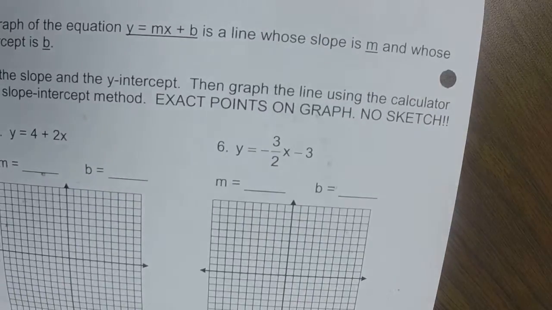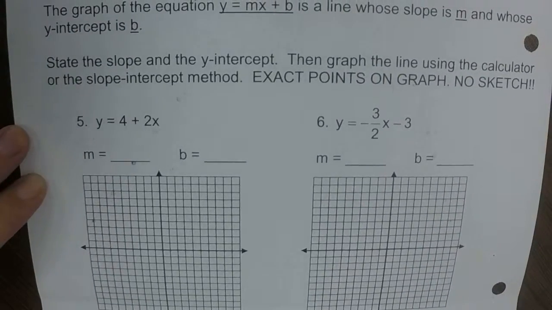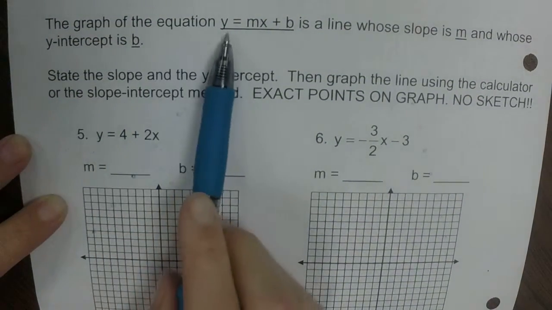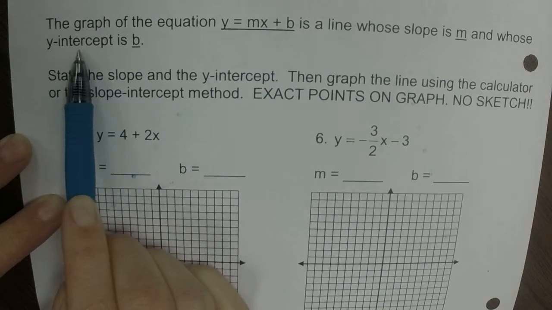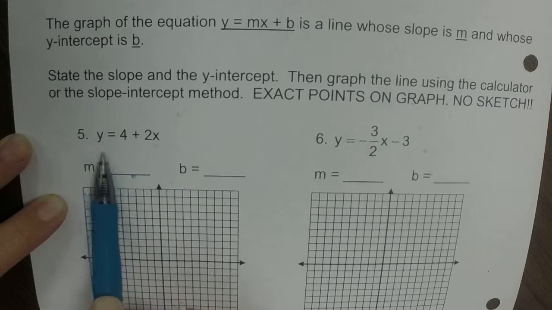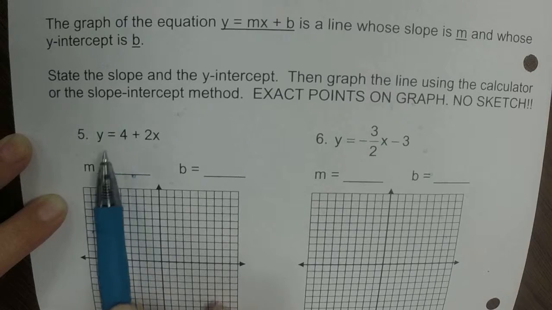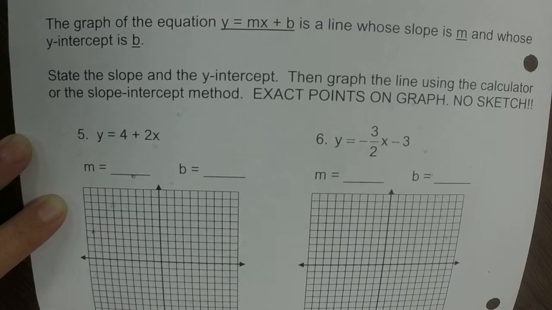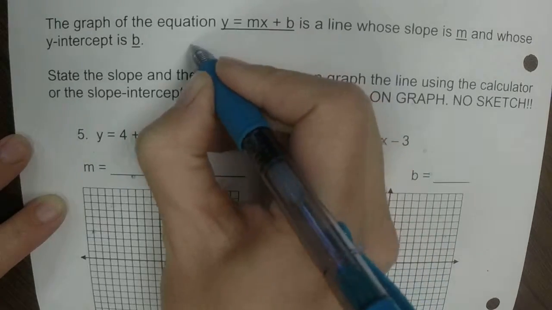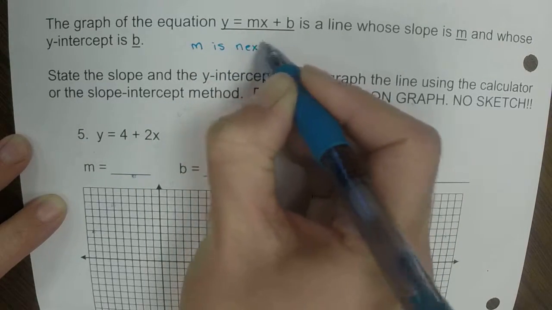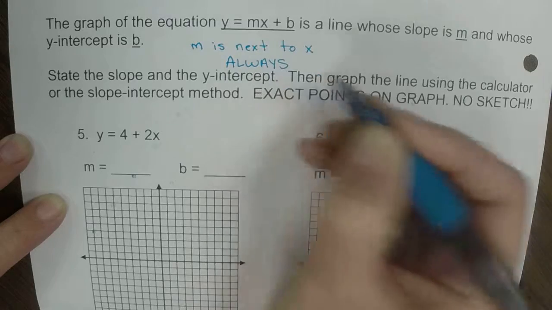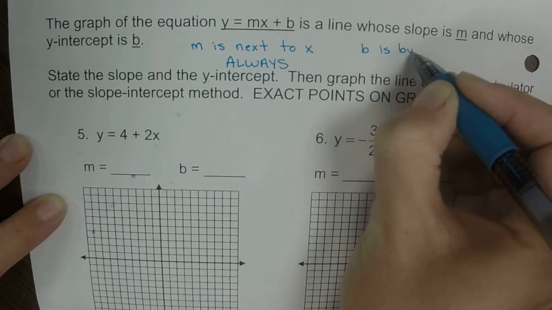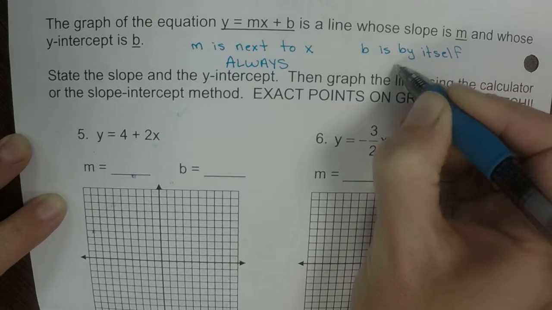So now let's flip it over onto the back. The back actually is a lot easier. Okay? It says that the graph of your equations is typically in y equals mx plus b, where the slope is m and the b is the y-intercept. Well, here we've got equations, but it's not exactly in y equals mx plus b. So what you need to note is that m is next to x. And this is always. B is by itself. Always.